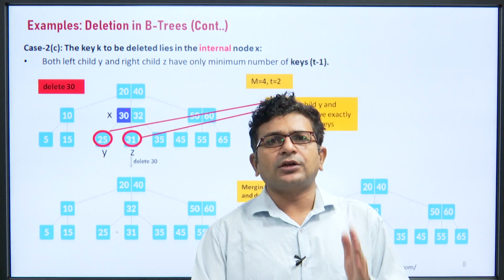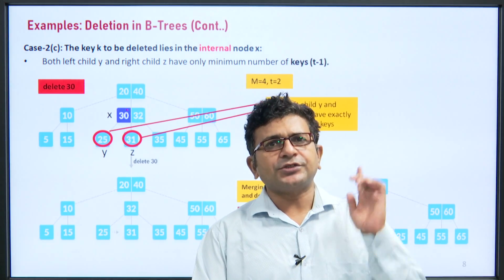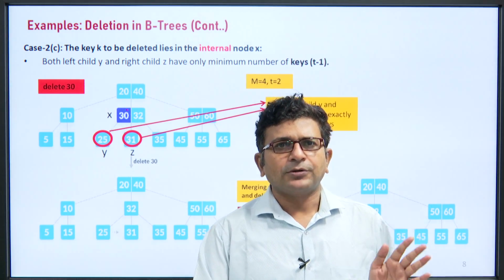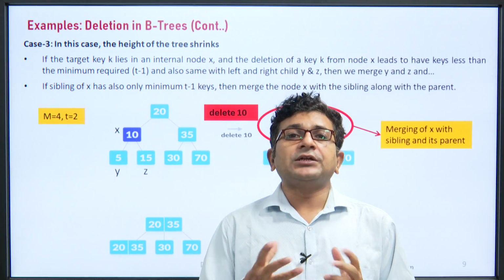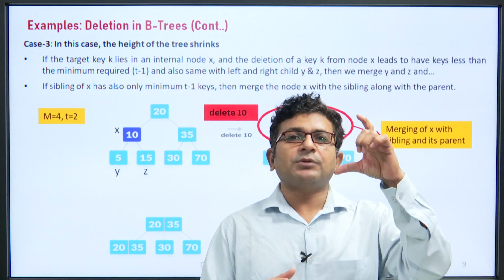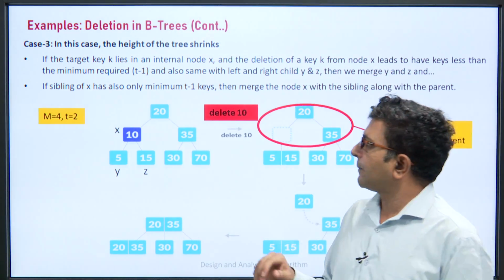So, we have discussed till now 1A, 1B, 1C with examples, and 2A, 2B, 2C with examples. Now, we are going to discuss the third case where the B tree shrinks, the height of the B tree gets reduced. How? Just see here.